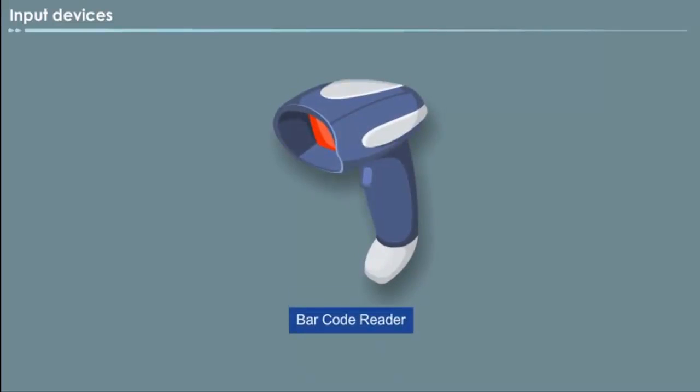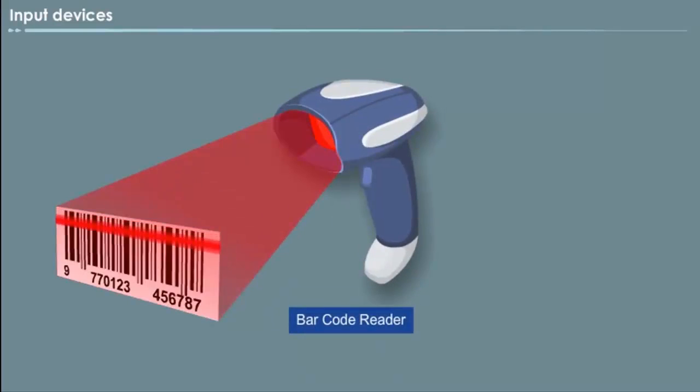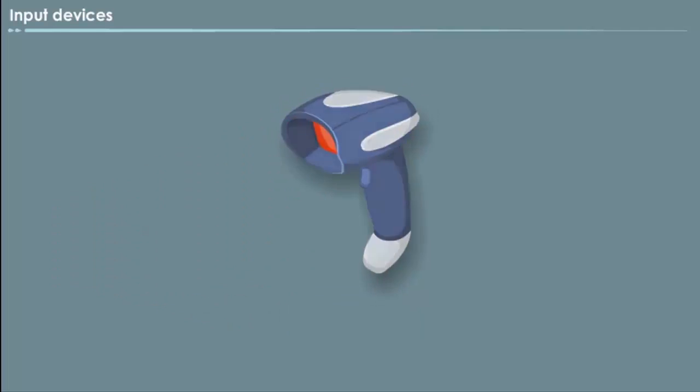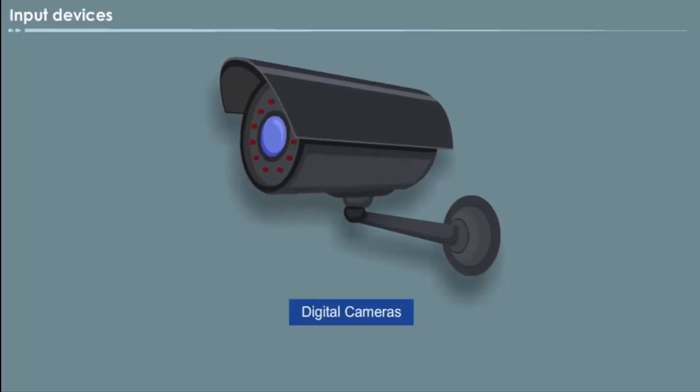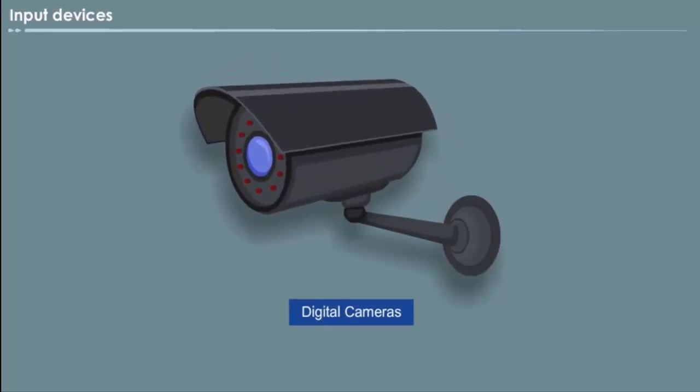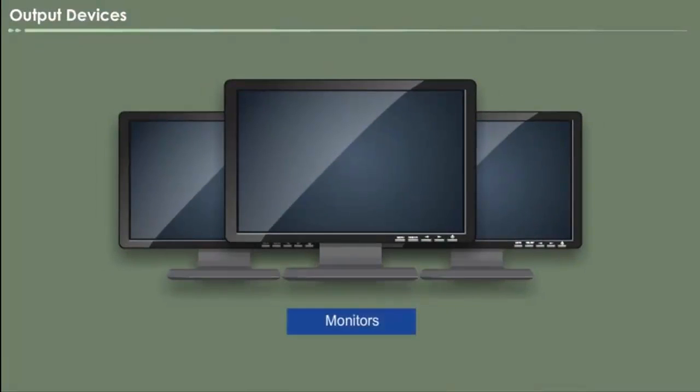Barcode reader. Barcode reader is a device used for reading barcoded data, that is, data in the form of thin and thick lines. Barcoded data is generally used in labeling the goods, numbering the books, etc. Digital cameras, that is, input devices, allow you to take digital photographs which are stored on a memory chip or disk and can be transferred into your computer.